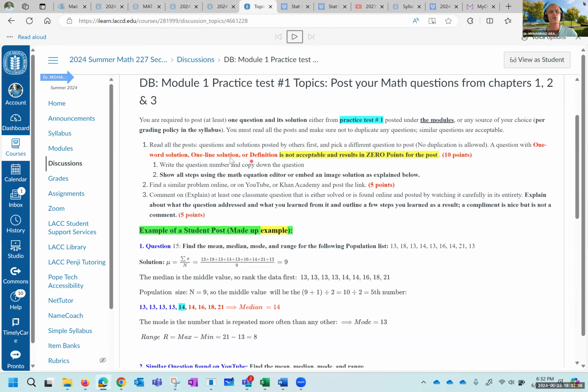So there are three parts. You have to write a question with details and the solution with details, and it can't be a question that somebody has already done. So therefore, you have to read all the posts. Find a similar question online. That one is worth 10 points. A similar question on a YouTube channel or so forth, 5 points. And then your comment, and your comment has to be something that you learned.